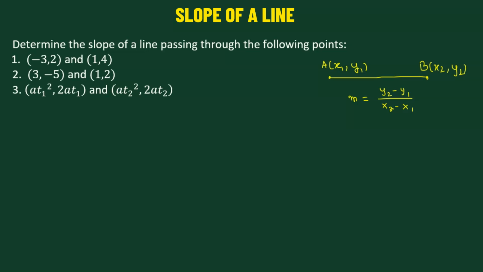So let's begin with our first problem. Here we have 2 points with the coordinates negative 3, 2 and 1, 4. Let's find out the slope. We're going to call it m1.